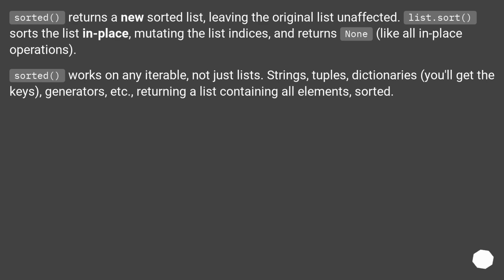sorted() returns a new sorted list, leaving the original list unaffected. list.sort() sorts the list in place, mutating the list indices, and returns None, like all in-place operations. sorted() works on any iterable, not just lists: strings, tuples, dictionaries (you'll get the keys), generators, etc., returning a list containing all elements, sorted.